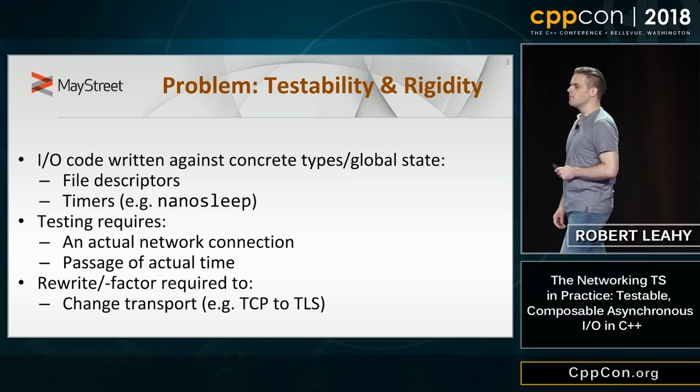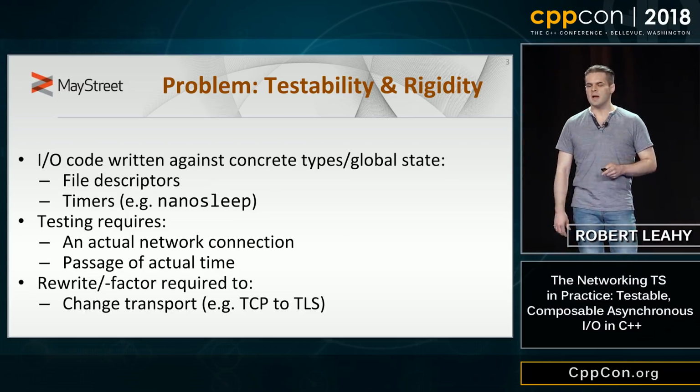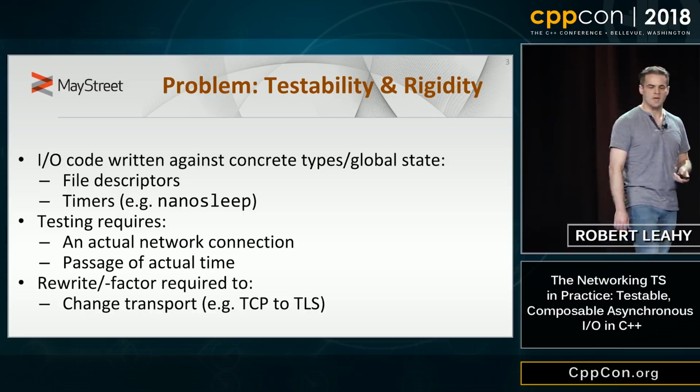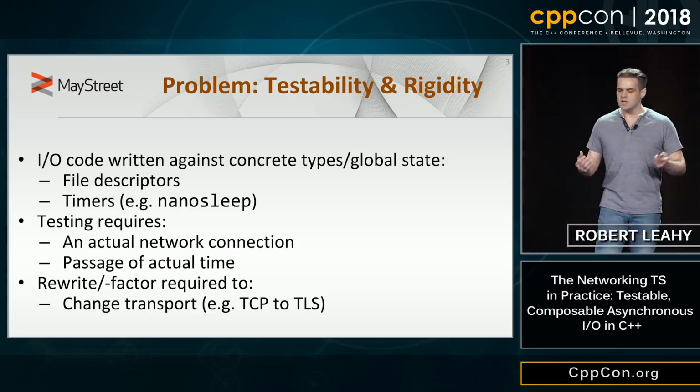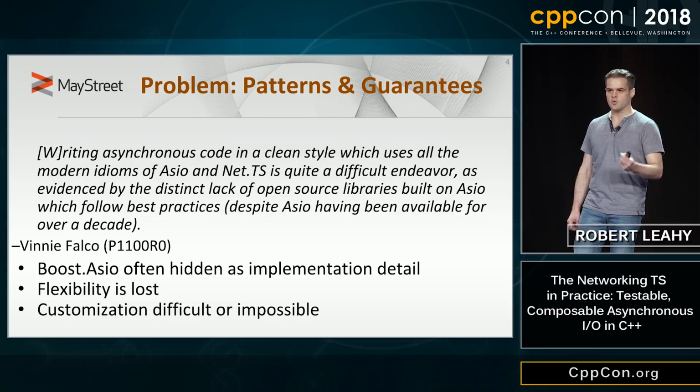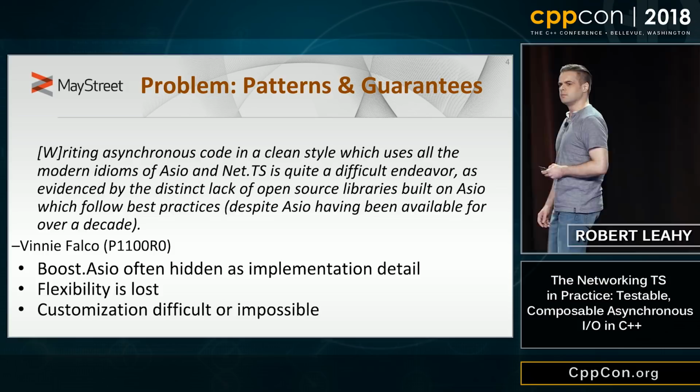Perhaps more importantly to some is the fact that this approach to writing networking code means that if the underlying transport changes, your code has to be rewritten or refactored. Changes that abstractly change nothing, like changing from a TCP socket to a TLS stream, require vast, sweeping code changes. Additionally, while the networking TS and Asio offer a powerful conceptual model and guarantees, few people are aware of them and choose to use them.